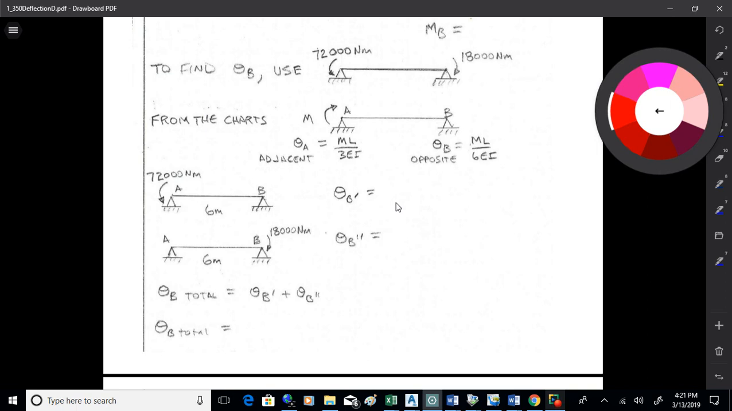And for the slope at A, I got ML over 3EI, and for the slope at B, I've got ML over 6EI. So let's see what's happening there, where those table values come from. I'm looking at this right off the table right here. So from the charts.